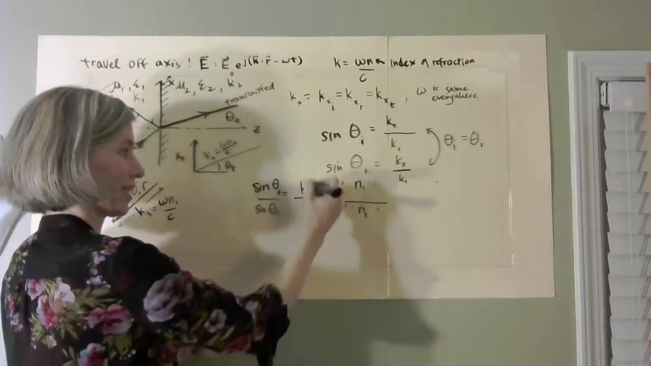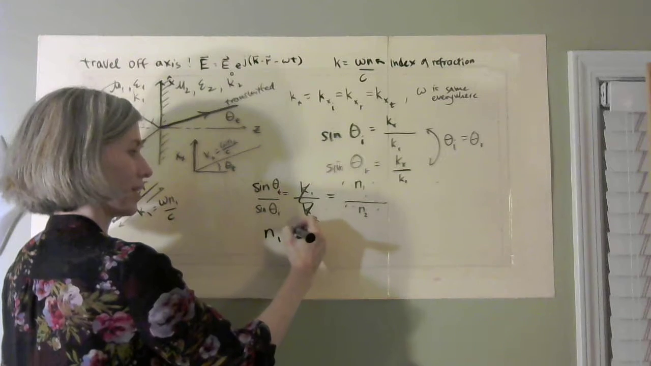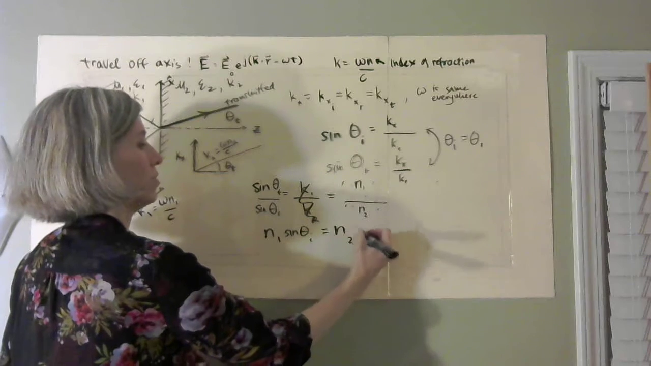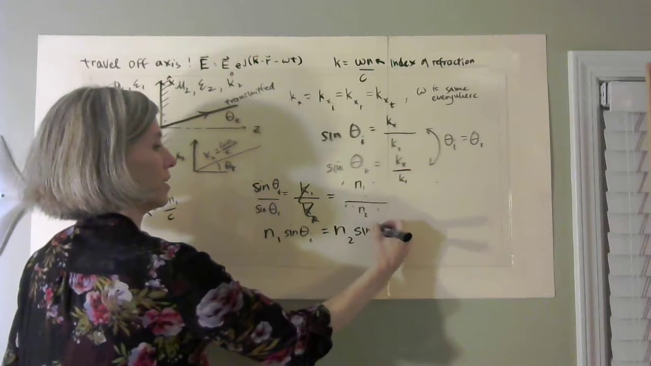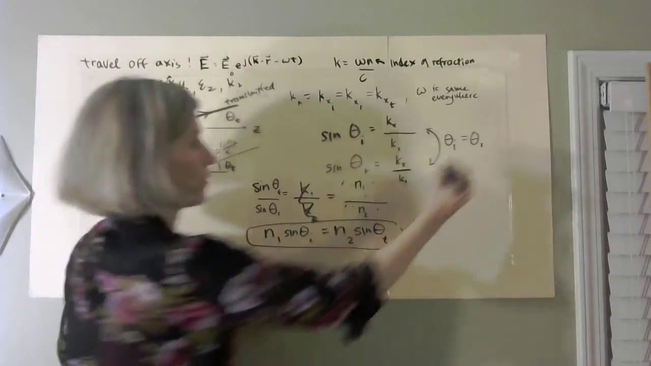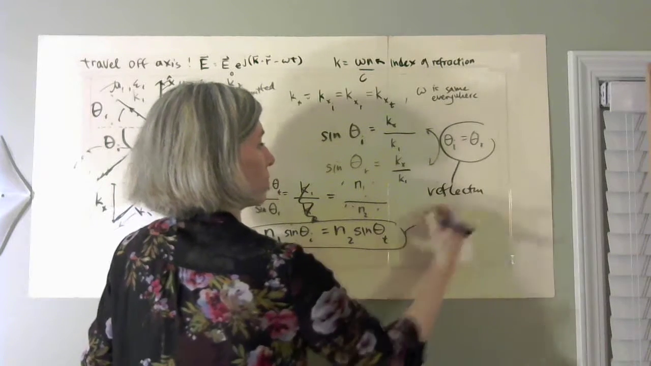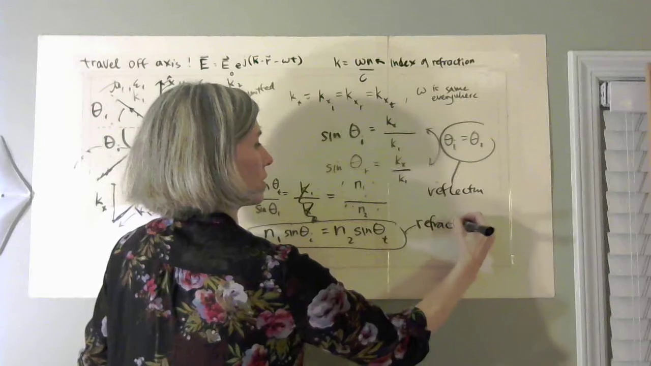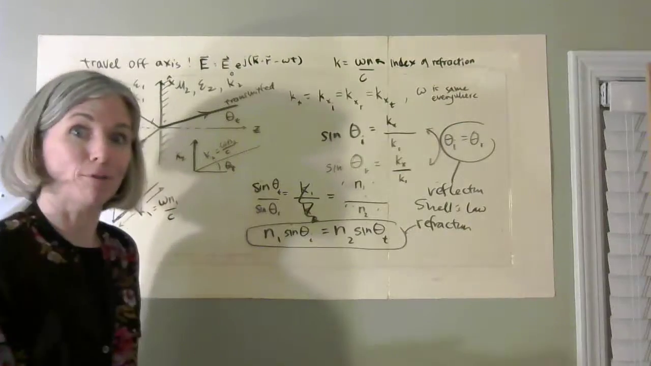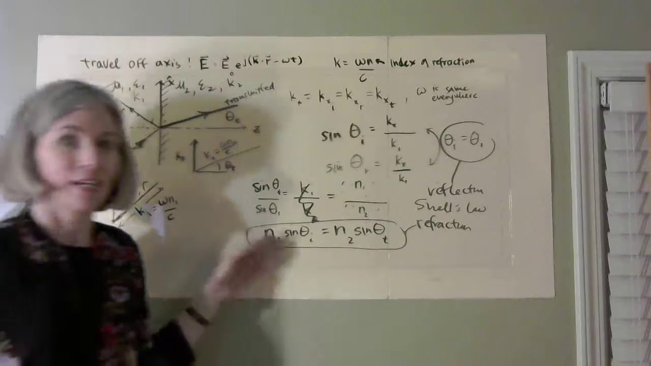And we're getting back n1 sine theta incident is n2 sine theta transmitted. So this is Snell's law of reflection and refraction, just by matching up those boundary conditions. If you continue on with this, I'll be able to answer questions about it next week.